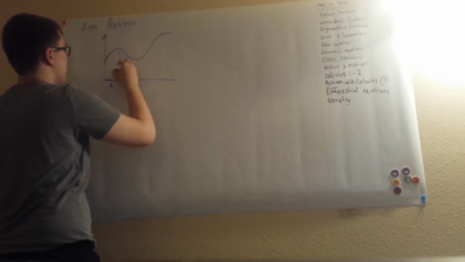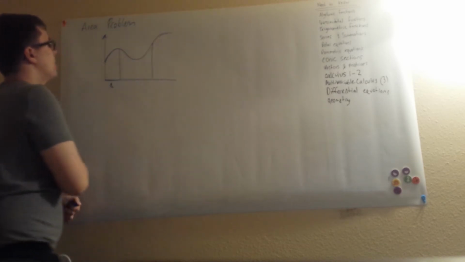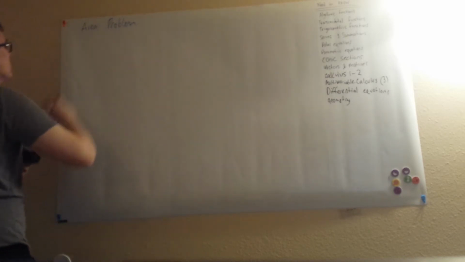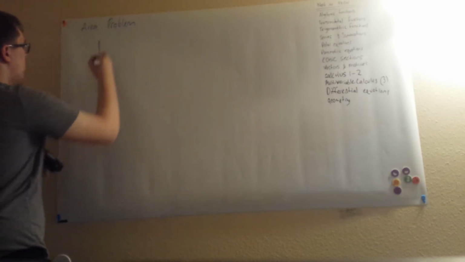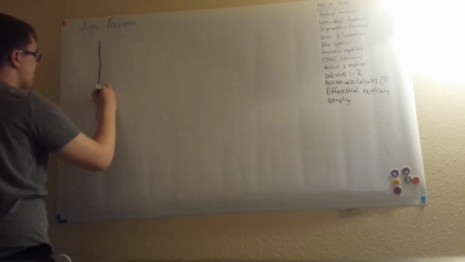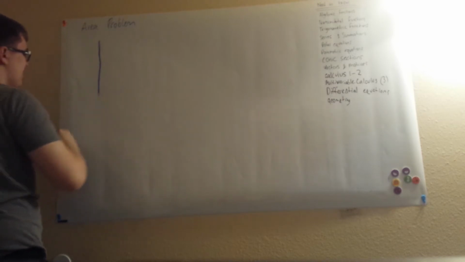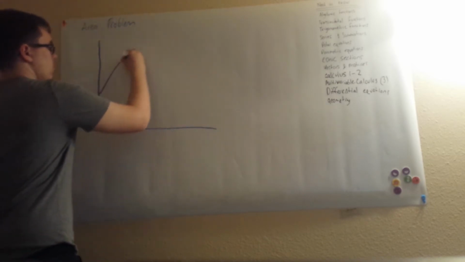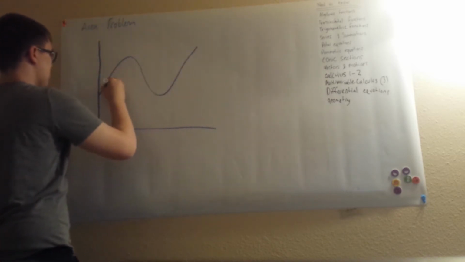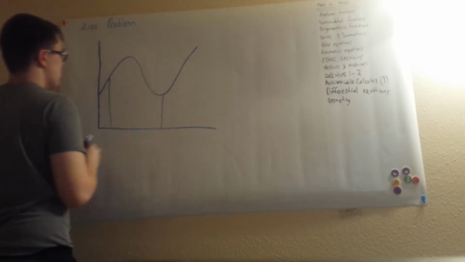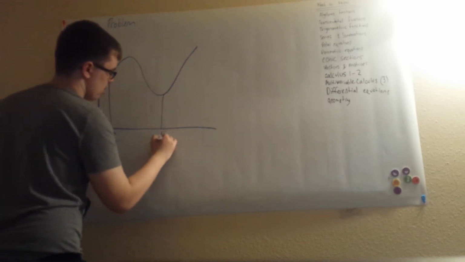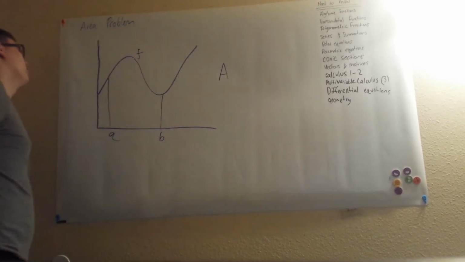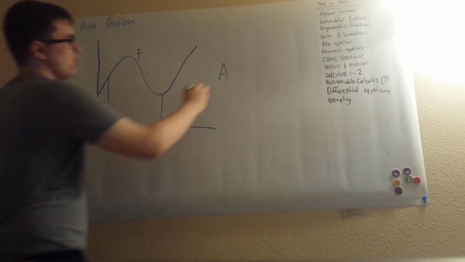So if this is a curve, this is my interval, and I want to make this bigger because it's really important that you understand it. So if we have a curve or function, it's zigzaggy, and we have an interval from A to B. We want to find the area. What would be the area under the function? So what's the area equal to?